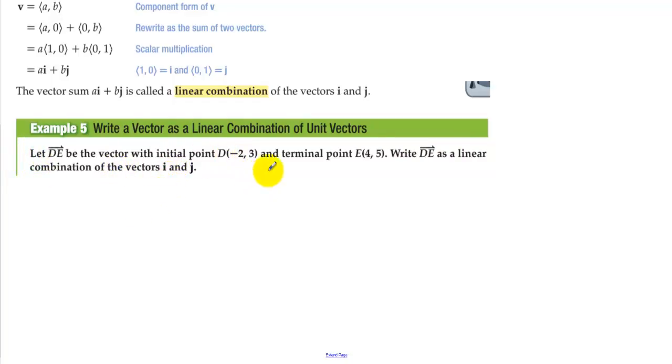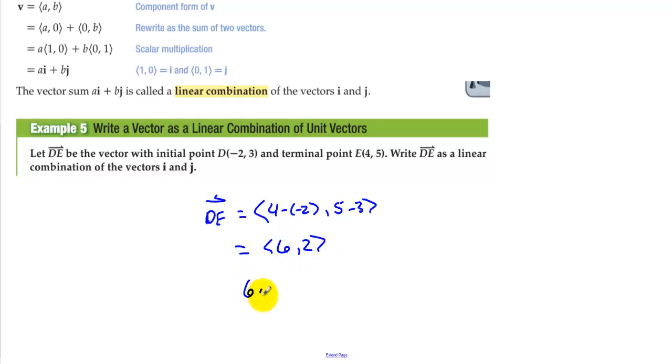Well, we need to get this vector into component form. So vector DE is equal to, we need 4 minus negative 2 and 5 minus 3. So this is equal to 6, comma 2. So now we can write this as 6i plus 2j.